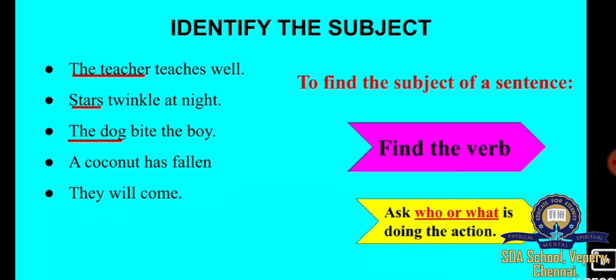And the next sentence, a coconut has fallen. So here if I ask who has fallen, my answer is a coconut. So here a coconut is the subject. And the next sentence, they will come. So if I ask who will come or what will come, the answer is they. Here they is the subject.